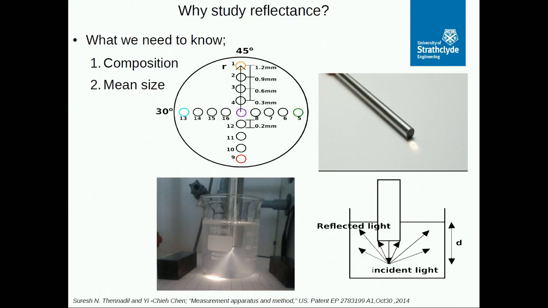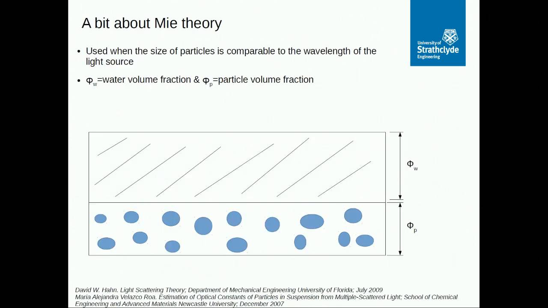Great, but how on earth do you figure out your absorption or your chemical composition and your particle size from this? Well, we now have to go on and consider some theory. So we move to Mie theory, and this is just a typical diagram of a typical particle suspension. We have a percentage, which is a volume fraction of the medium, which in our case is water, and we have a percentage, which is the volume fraction of the particles, which in our case is polystyrene.